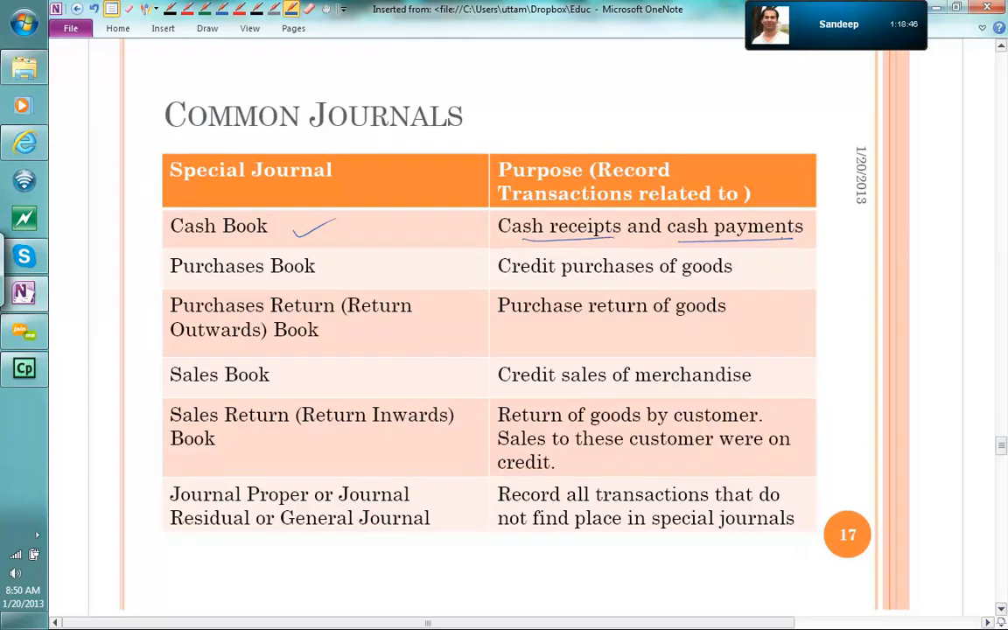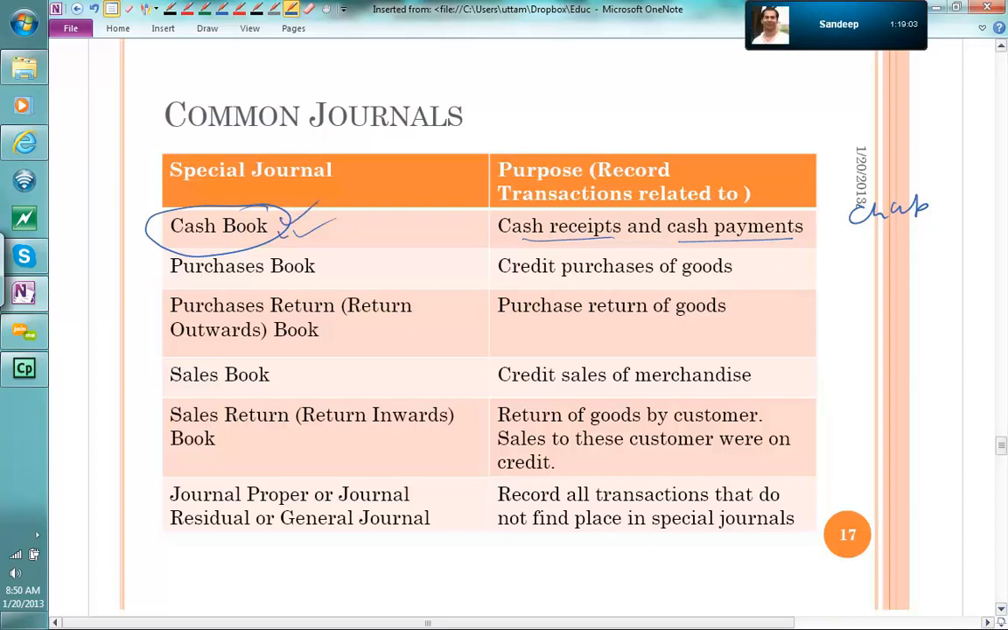The assignment for this week is going through chapter 3 and chapter 4, which I have sent to you. Once you have understood the fundamentals, you can easily read through those chapters.